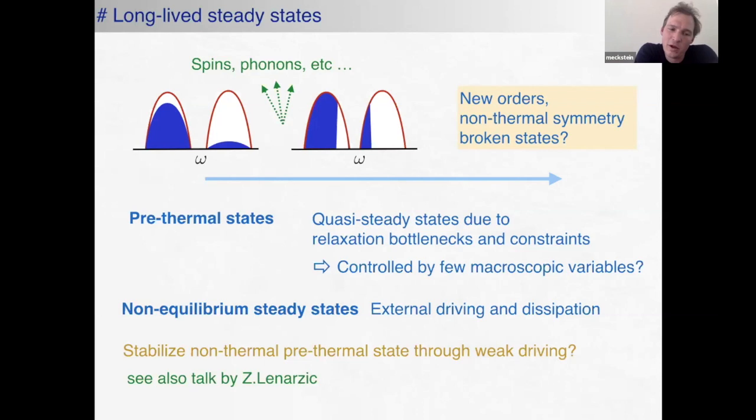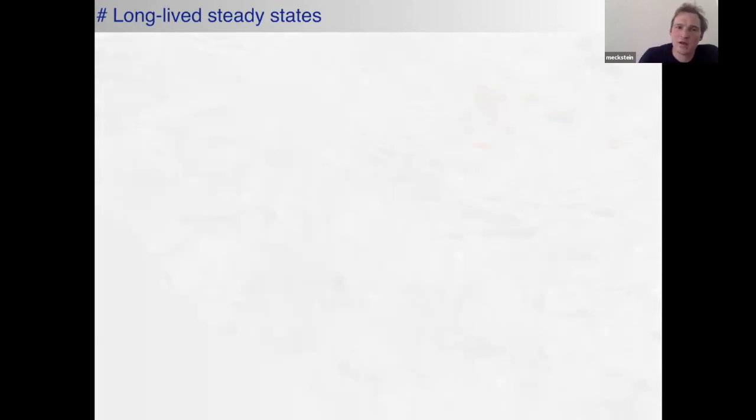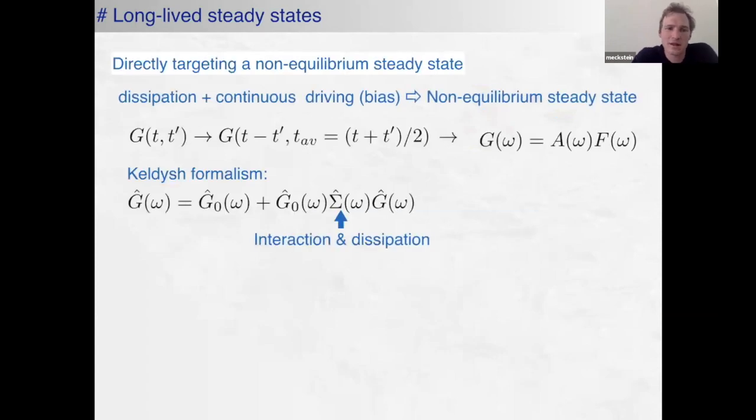This idea is related a little bit to a nice idea which will be discussed in the talk later by Zala Lenarchik, although I don't know precisely, of course, what will be in there. But this is the idea that if you have something which is almost conserved, such as the occupation in the upper band here, then you can stabilize a very long-lived state by very weak dissipation. So we are really targeting in this state a state which is time translationally invariant. Mathematically, it has the propagators depending only on the time difference, but the distribution function is not given by the Fermi function. So it's a non-thermal distribution.